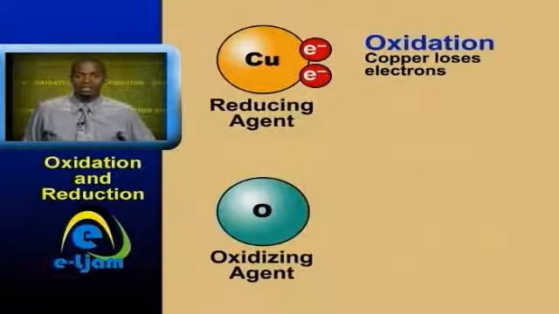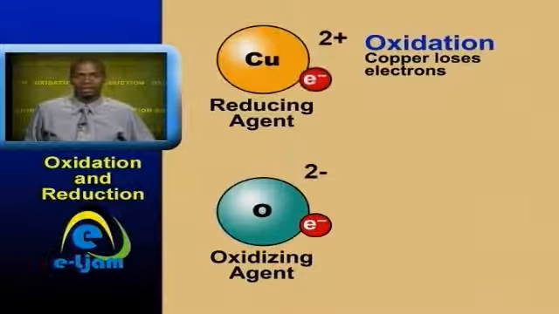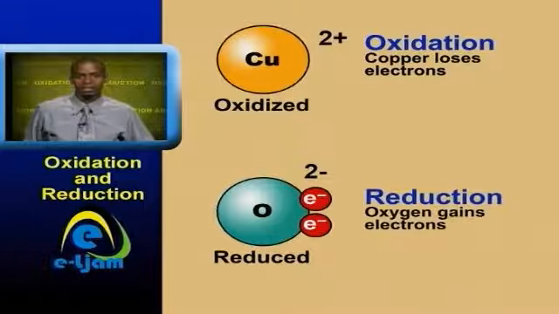For copper to gain oxygen, each atom of copper has to lose 2 electrons to each atom of oxygen. Hence, the copper is oxidized as its oxidation state increases due to the loss of electrons.